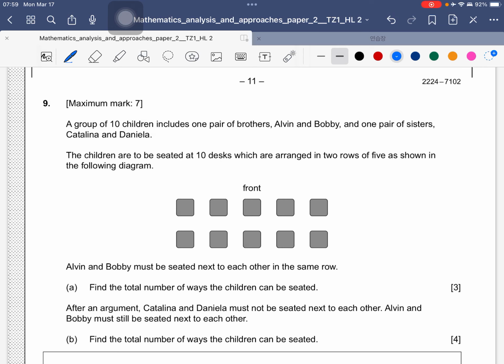Okay, question number 9. A group of 10 children includes one pair of brothers, Elvin and Bobby, let's say A and B, and one pair of sisters, Catalina and Daniela, let's say C and D. The children are to be seated in 10 desks, which are arranged in 2 rows of 5 as shown in the following diagram.